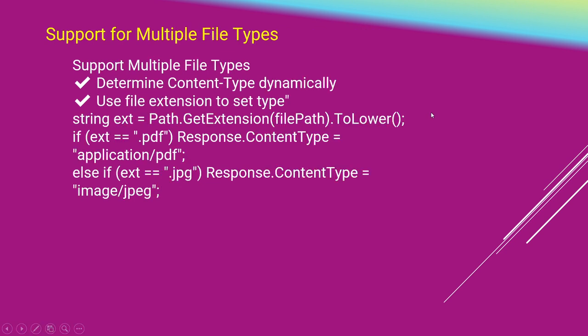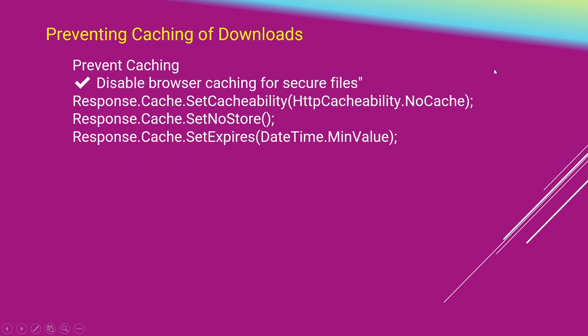You can support various file types by detecting the file extension and setting the correct content type. Use a helper method like this. Sometimes you might want to prevent caching of secure or dynamic files. Add these headers to disable caching.